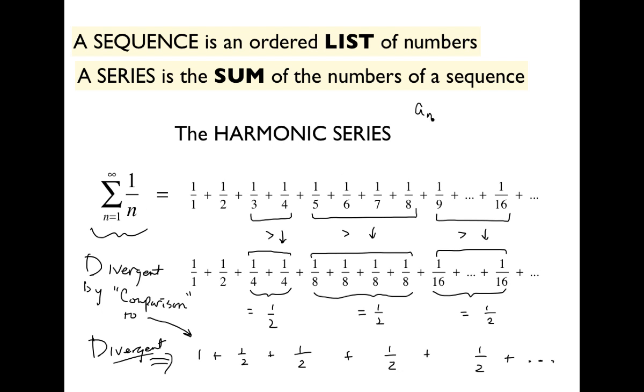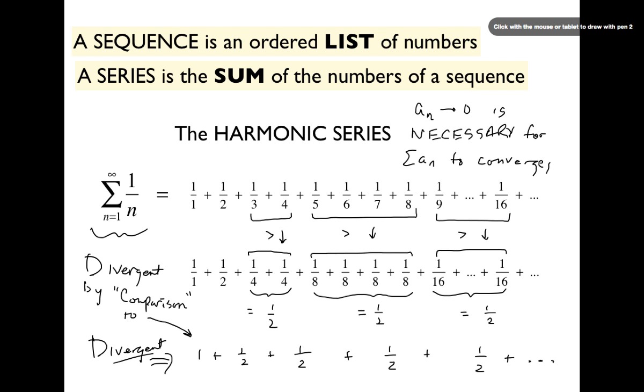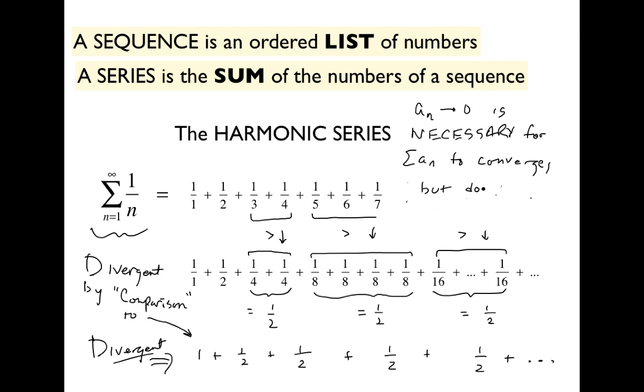So a sub n going to 0 is necessary for the sum of a sub n to converge, but it doesn't guarantee it. It's not sufficient. Necessary, but not sufficient. The only way it's going to converge is if we keep adding a tinier and tinier number. But even doing that, it still could get infinitely large.